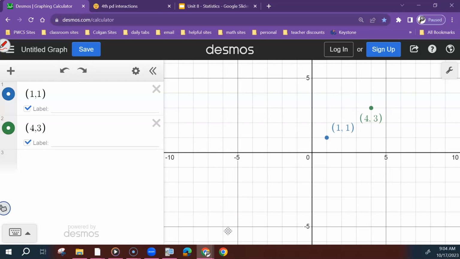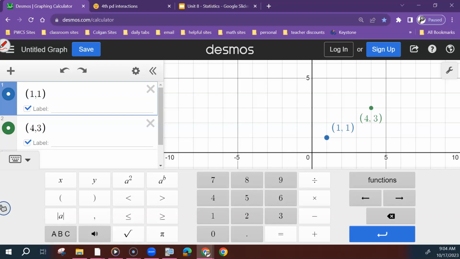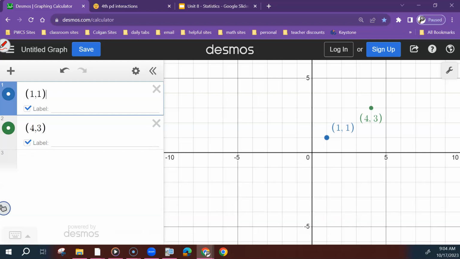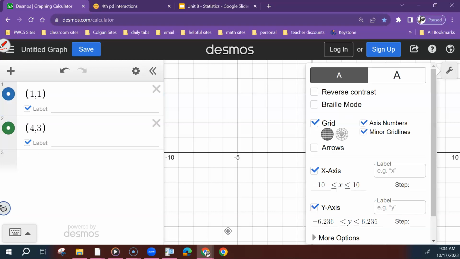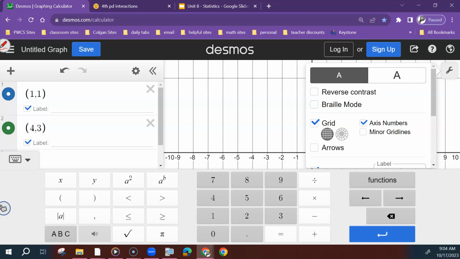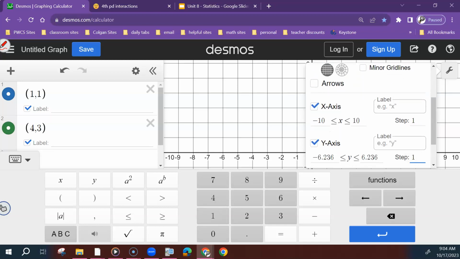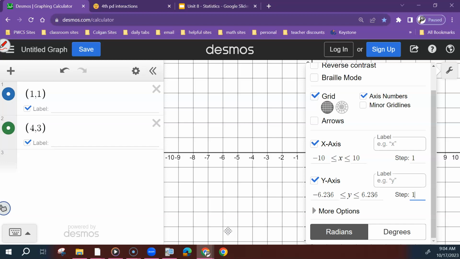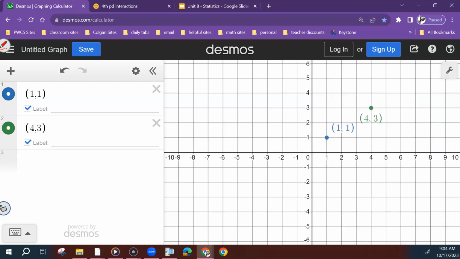So I put in the points just as ordered pairs. There are parentheses in here where you can type them. I put in labels. You don't have to label them, but for me it helps me see them easier. And then if you want to change the setting, go into the wrench, take off the minor grid lines, change the step to 1 for both. And then it just makes it a little bit clearer, easier to read the graph, because everything is numbered, except on regular Desmos, everything is not numbered.